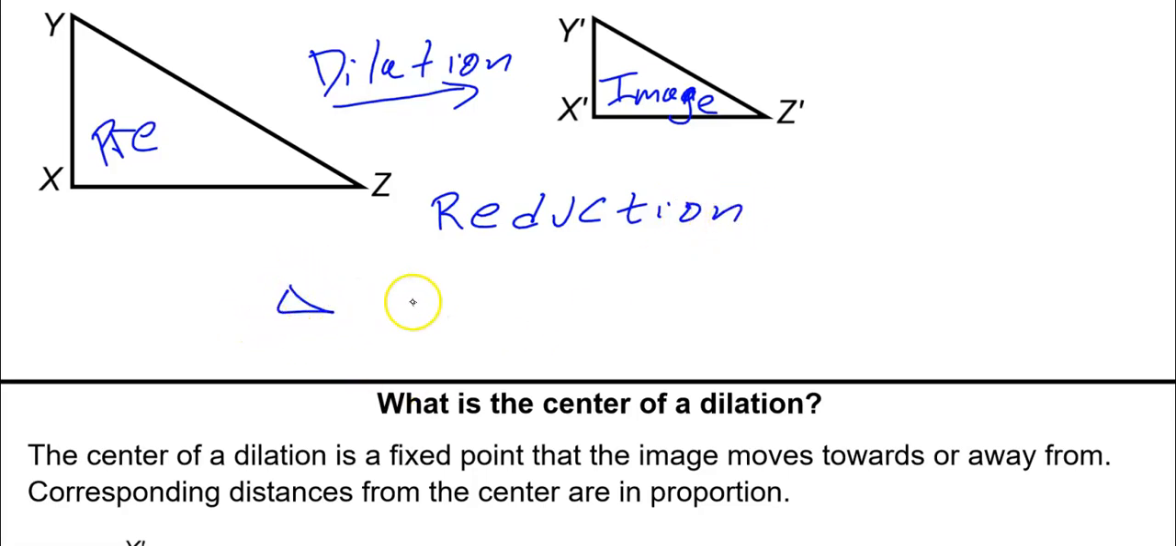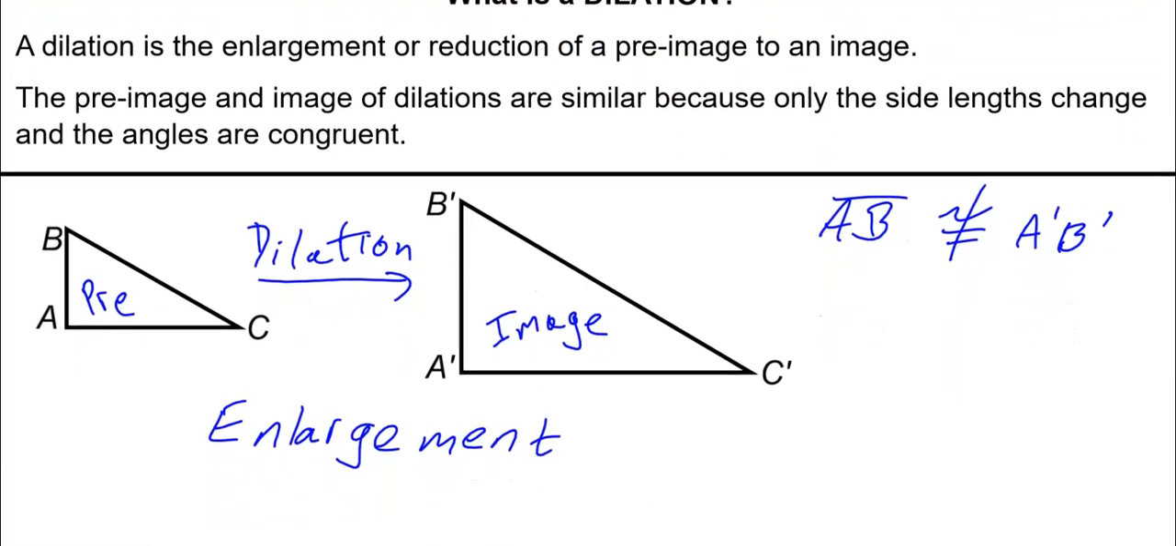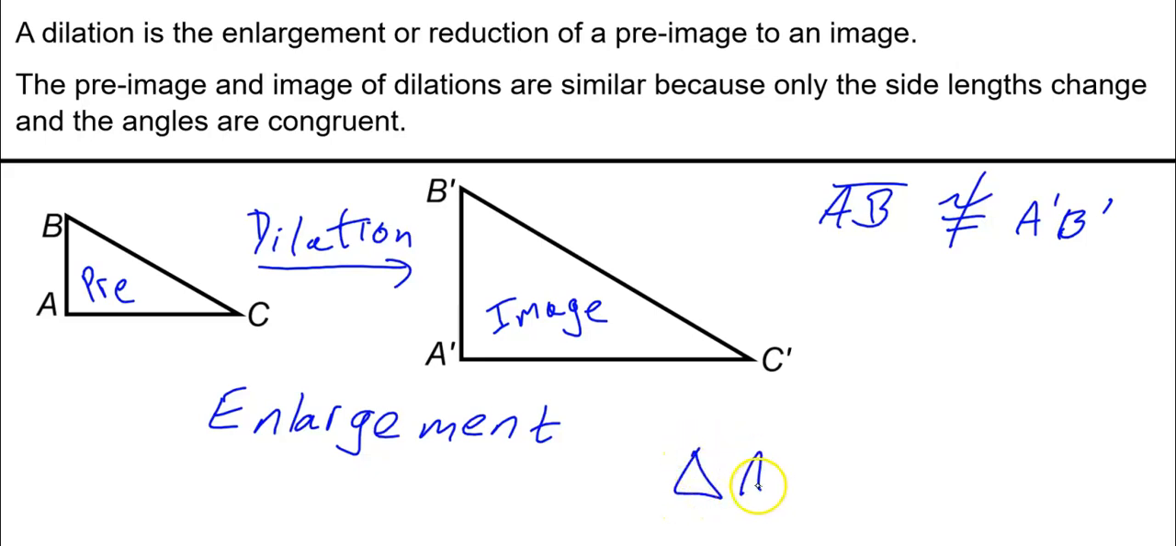Please notice triangle XYZ is similar to triangle X prime, Y prime, Z prime. They're similar. They're not congruent. The angles are the same, but the sides are in proportion. I should actually go back to this one and make a note of that as well. Triangle ABC is similar to triangle A prime, B prime, C prime. My sides are in proportion, and my angles are congruent.